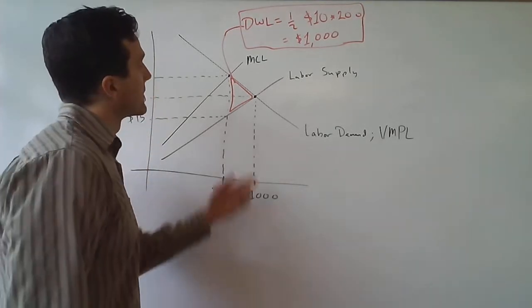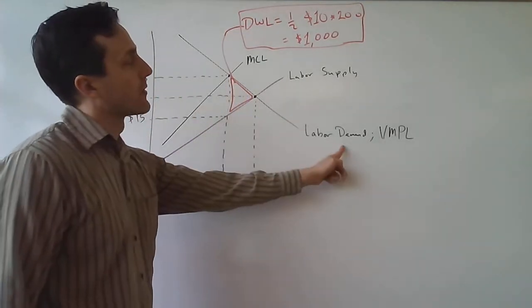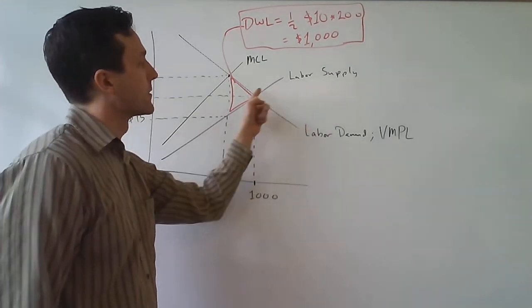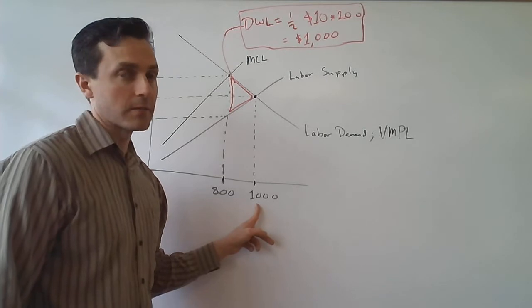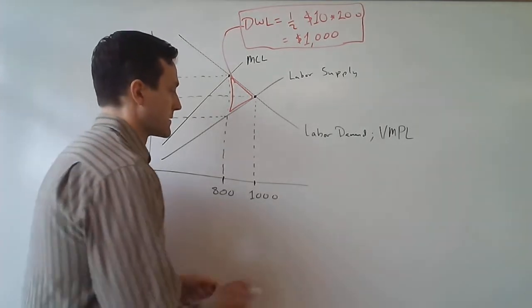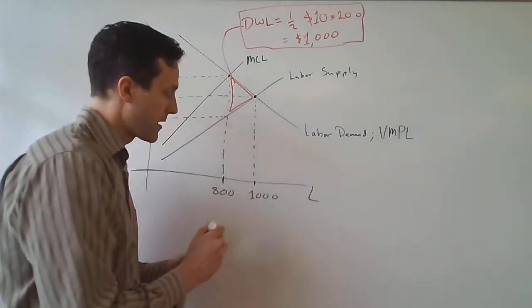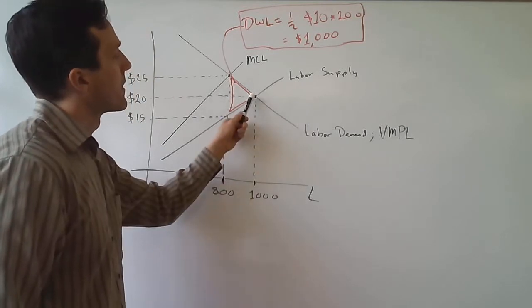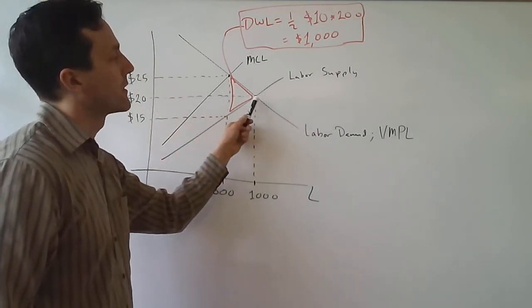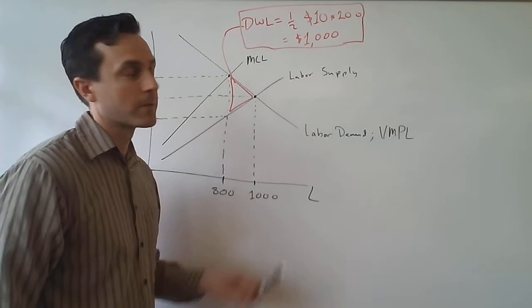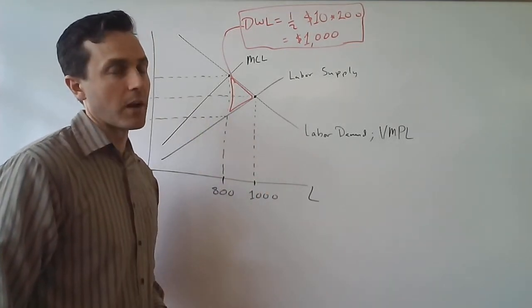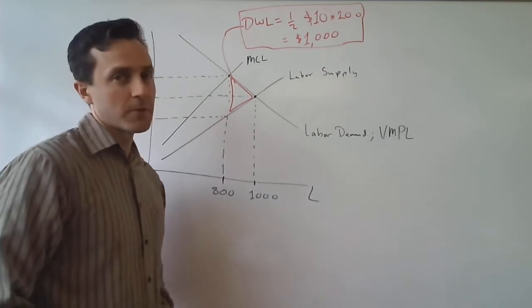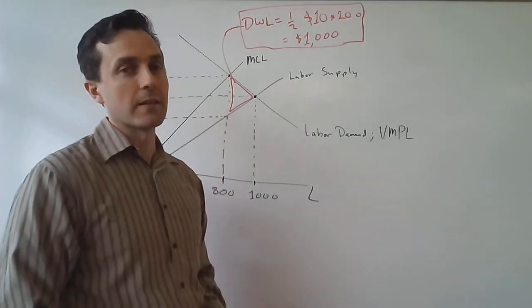So what that tells us is that where the labor demand curve meets the labor supply curve, that must be where there are 1,000 workers hired, right? So this is 1,000 workers hired, and they earn a wage of $20. So we know that the labor supply curve and the labor demand curve must cross where there's 1,000 workers and the wage is $20. Okay, so that's the first piece of information we need to calculate deadweight loss.